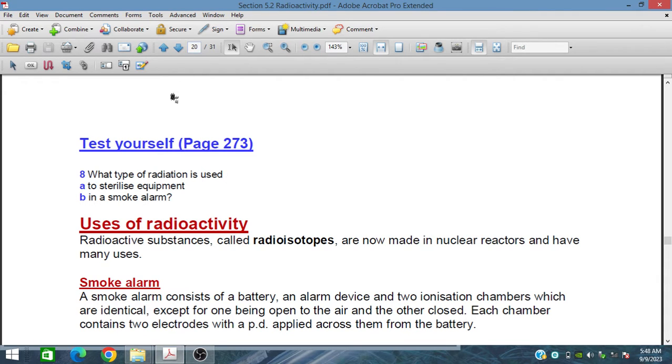For this problem on page 273: what type of radiation is used to sterilize equipment, and what type of radiation is used in a smoke alarm?